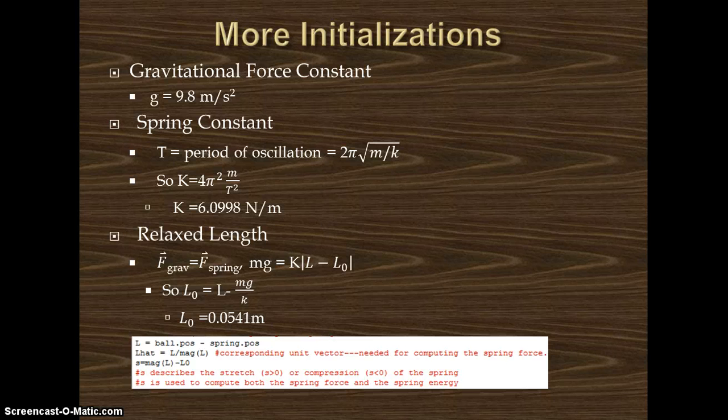I used the equation T equals 2 pi the square root of m over k and rearranged it to solve for k, which is my spring constant. I averaged 3 oscillation periods for my T and arrived at 6.0998 newtons per meter. Since the system starts off in static equilibrium, I can set my forces equal to one another to solve and find for the relaxed length of 0.0541 meters. With these constants in place, I calculate the length of the spring at each time interval.